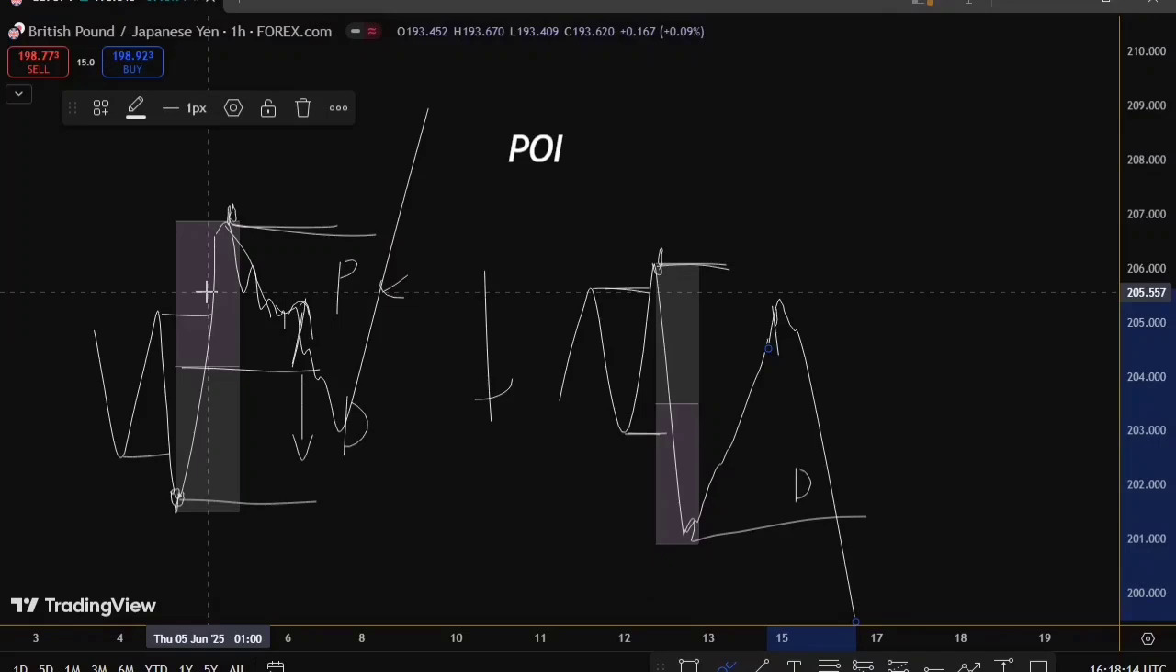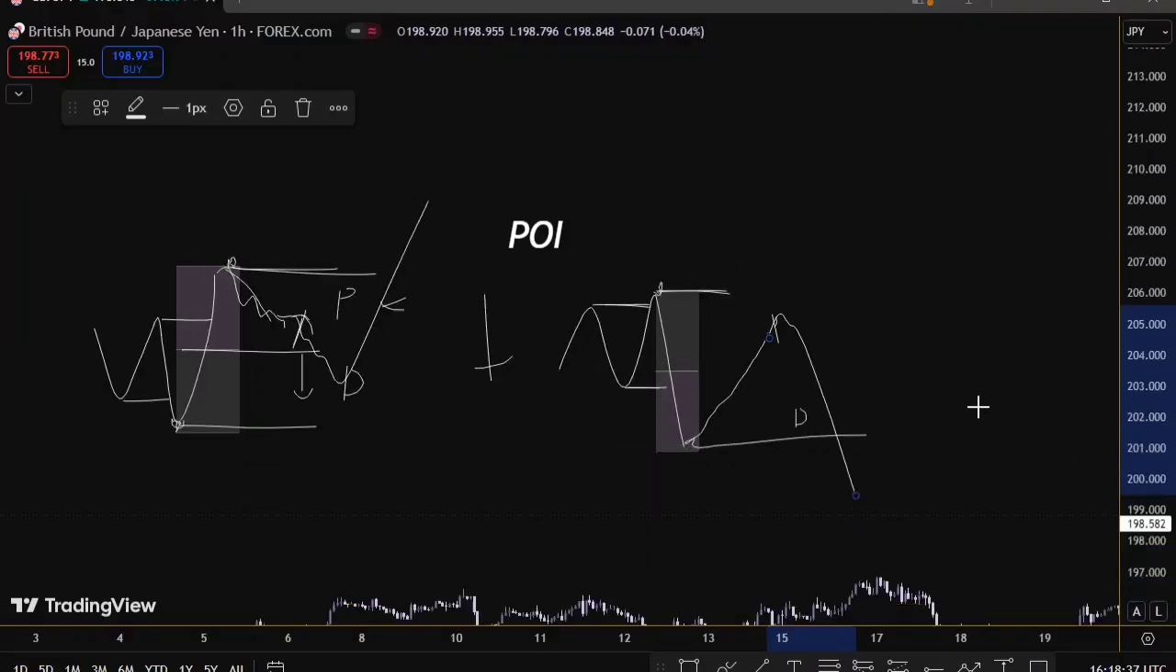Now with all this said, we'll be using all the confluences: market structure, supply, demand, QML and other blocks with liquidity to look for our entry, to refine our entry level to join on a trade.